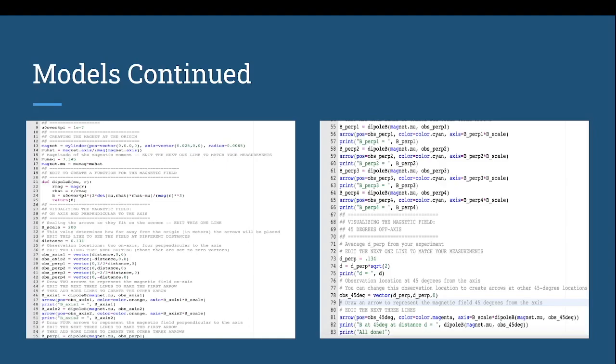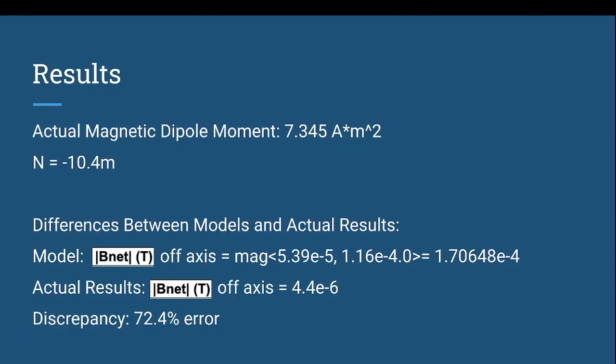GlowScript was used to computationally calculate the magnetic fields at different locations, both on and off axis, and doing that is shown below with pictures of my GlowScript code. This computational model shown previously in the GlowScript can now be compared to our observed results recorded in lab. As previously stated, our measured magnetic dipole moment was 7.345 amperes times meter squared, and n was negative 10.4. Some differences between our models and the actual results.